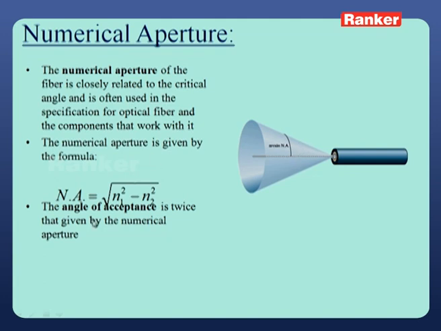Twice the numerical aperture is called the angle of acceptance. So this total angle is called the angle of acceptance. The name itself indicates that it is accepting the signal for this particular angle only. It is given as the square root of n1 squared minus n2 squared for our optical fiber cables, where n1 and n2 are the refractive indices of core and clad respectively.